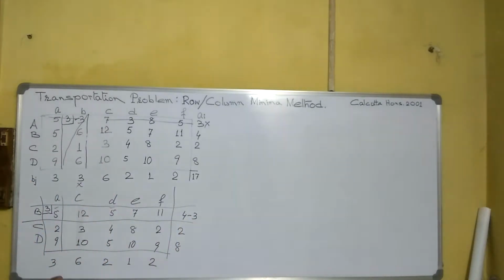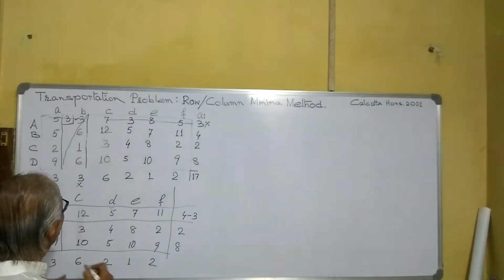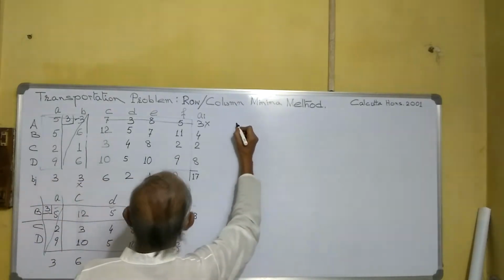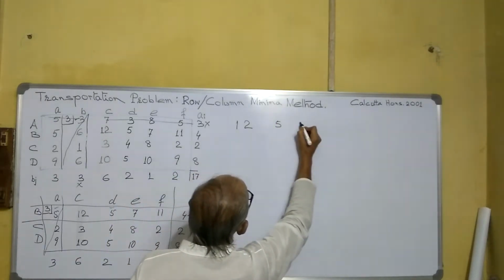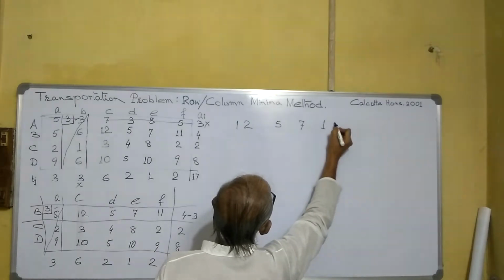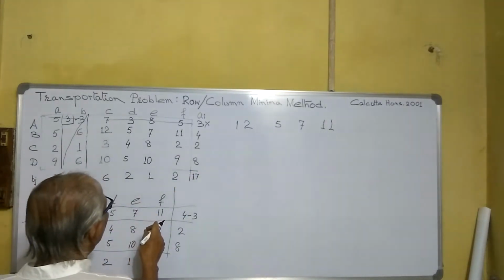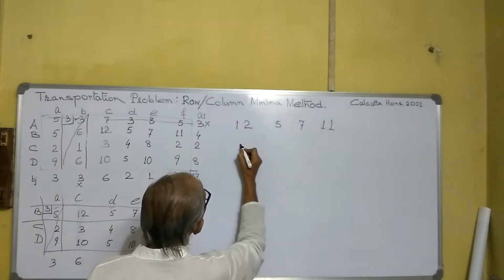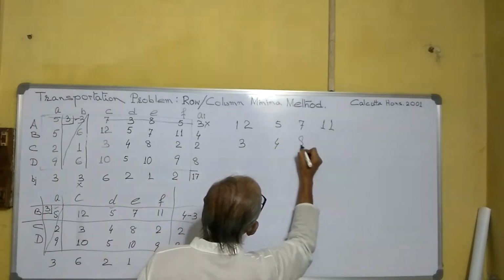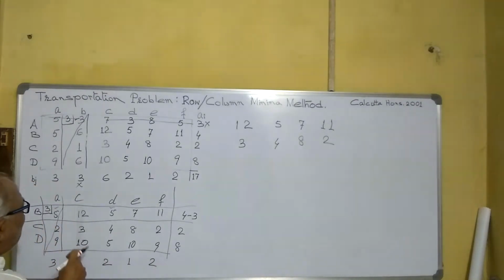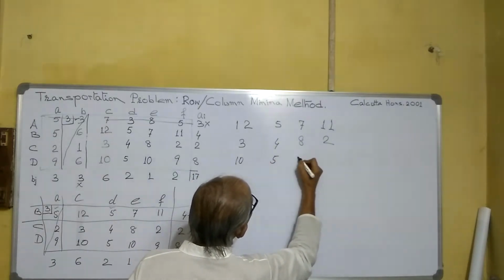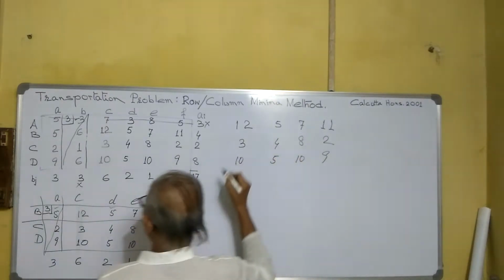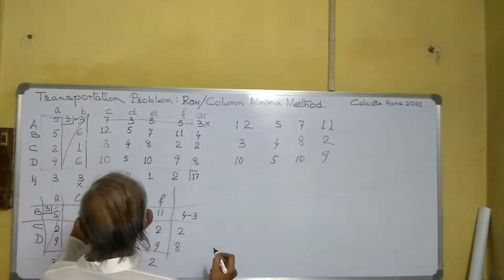Now this requirement is filled up, so we can cut it. These things are remaining. So what remains? 12, 5, 7, 11. See, always we will change this matrix. 12, 5, 7, 11, 3, 4, 8, 2. Next one will be 10, 5, 10, 9. Here it is C, D, E, F.